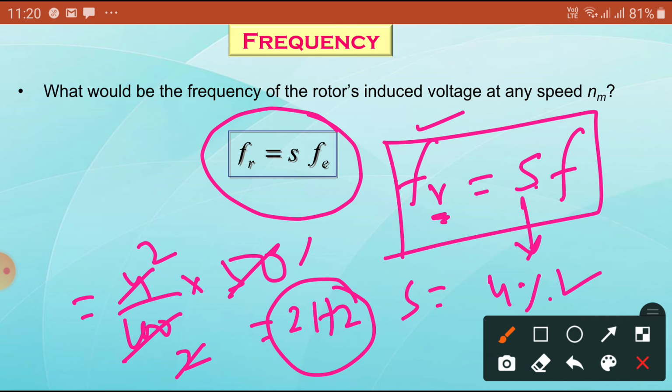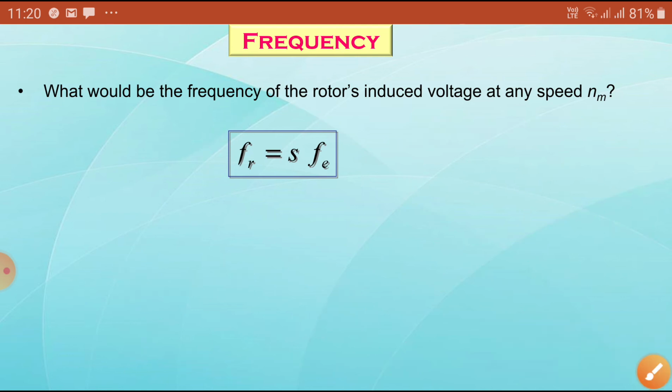Now the slip changes. Suppose the slip is 8%. Then automatically the frequency will change, and instead of 2 Hz, we are going to get 4 Hz. These are simple equations.